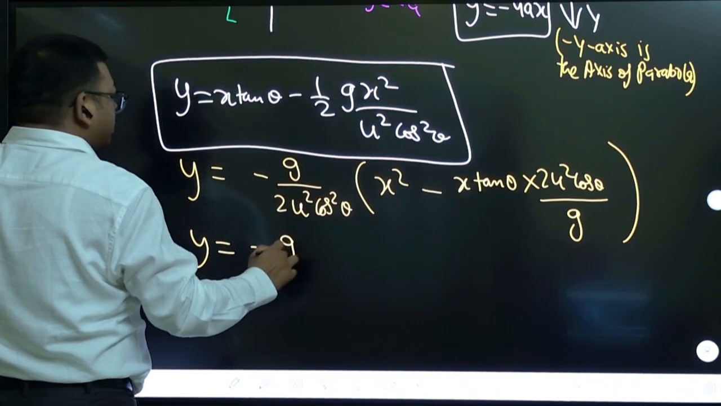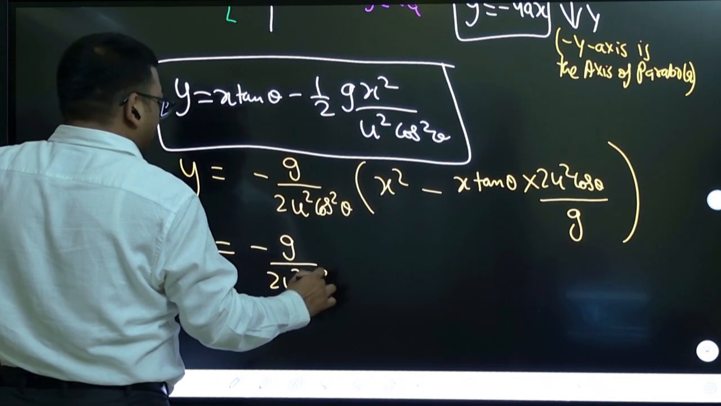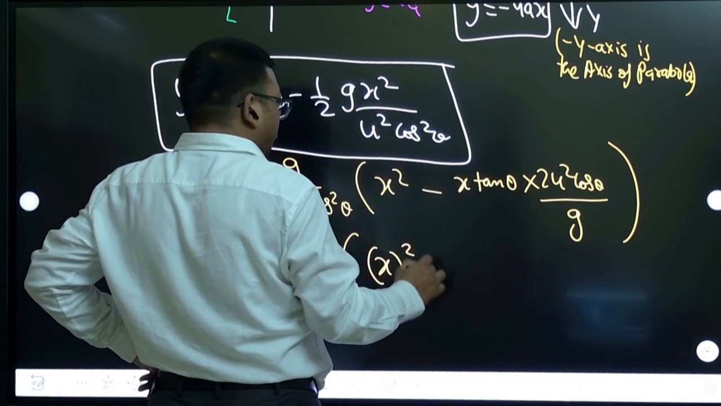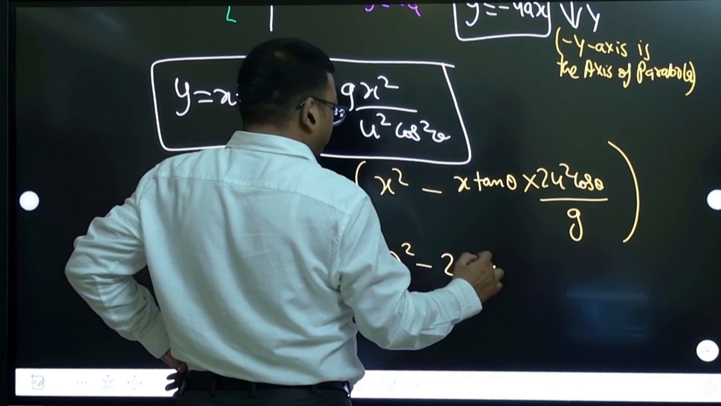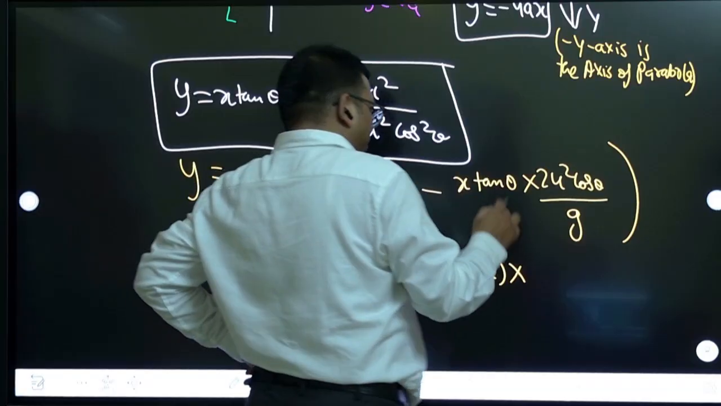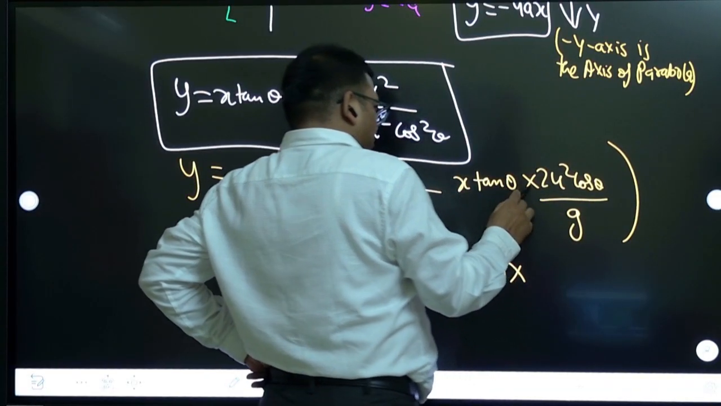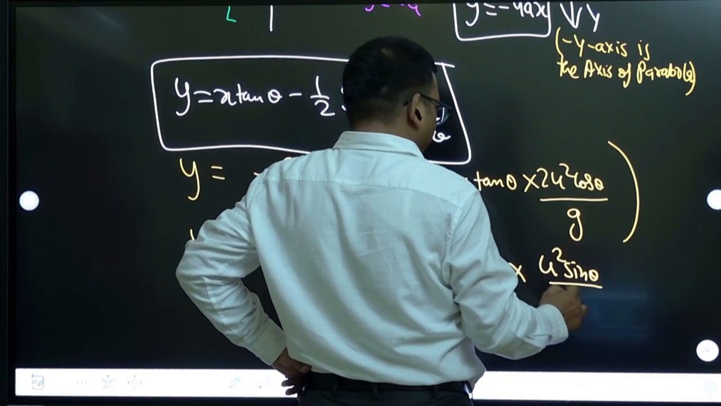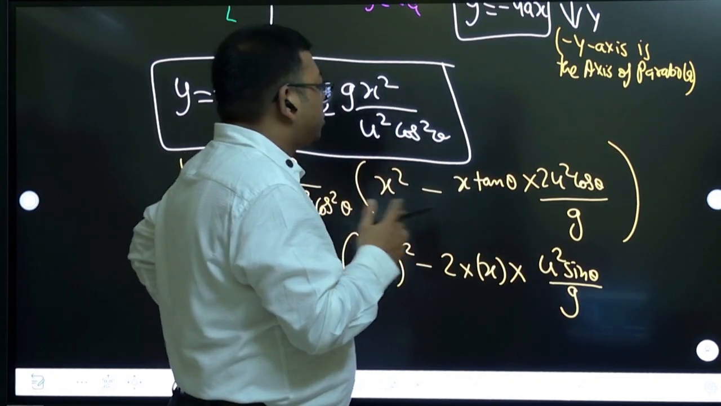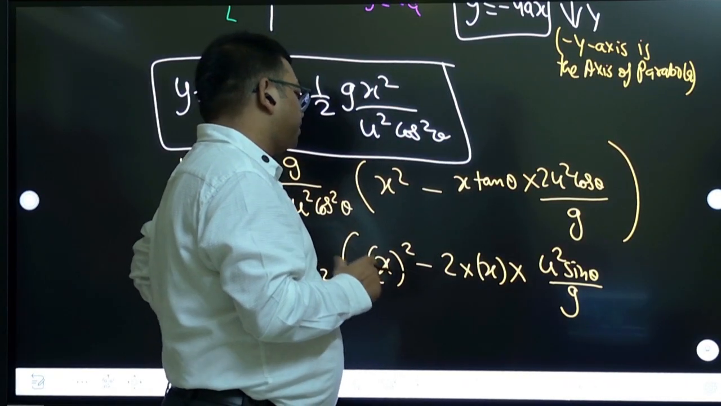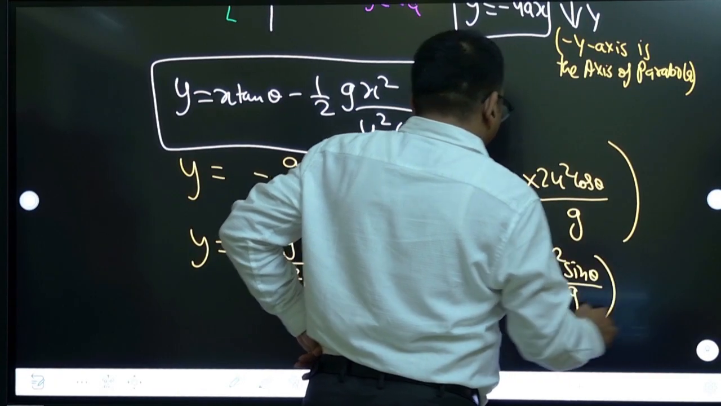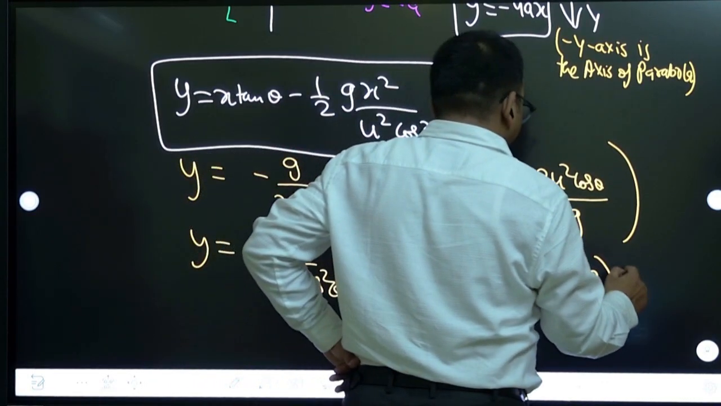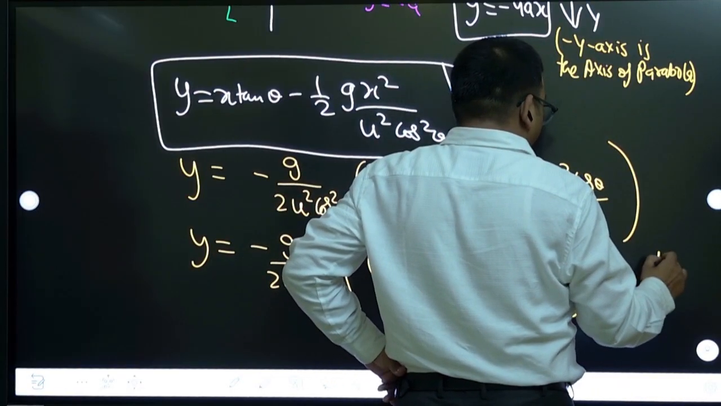y is equal to minus g by 2u square cos square theta. Let us write this as a square. So it is like a square minus 2 into a into b. Sin by cos, I think cos will get cancelled. So u square sin theta by g, I think it will remain here. Correct? Because 2 comes, x comes, u square, yes. So this is like a square minus 2ab plus b square. Let us write b square also. B square means power 4 you have to write.